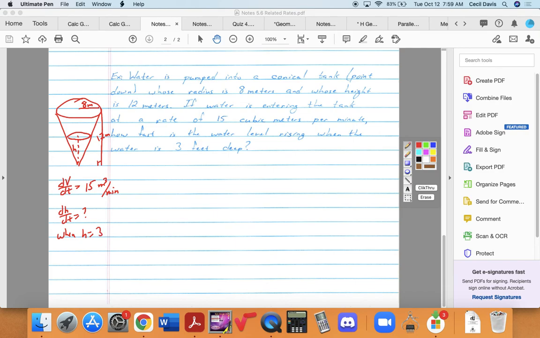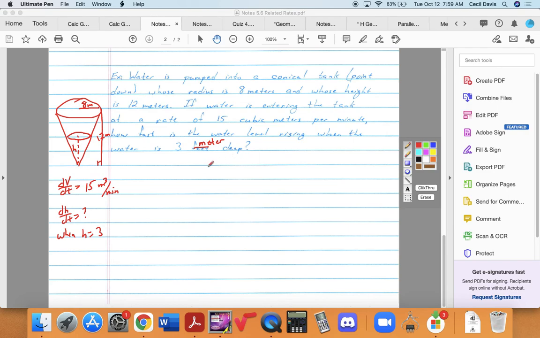Because it wants to know, and I apologize that in the middle of this problem I switched from metric to English units. I don't think the Brits use feet. Well, it's mixed.